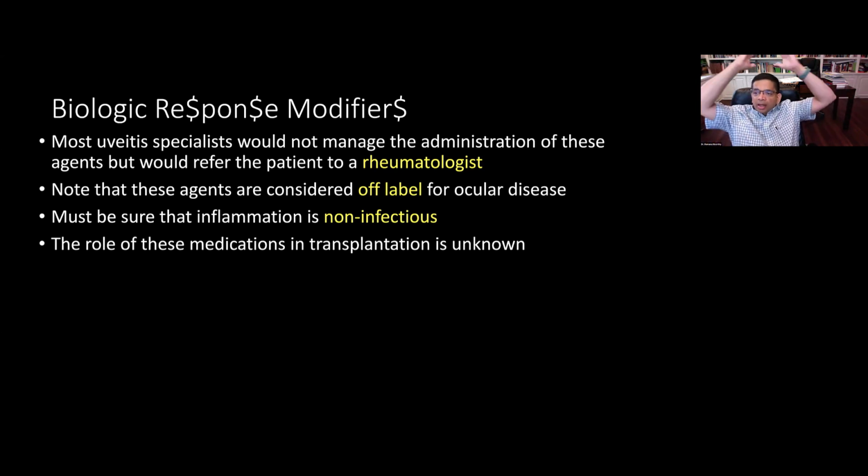When we've failed with anti-metabolites and/or calcineurin inhibitors, we often go to biologic response modifiers even before we consider alkylating agents. Biologic response modifiers typically are given with the help of a rheumatologist, although now with the approval of Humira for primary non-infectious intermediate, posterior, and pan-uveitis, we have been able to prescribe this ourselves, but with caution.